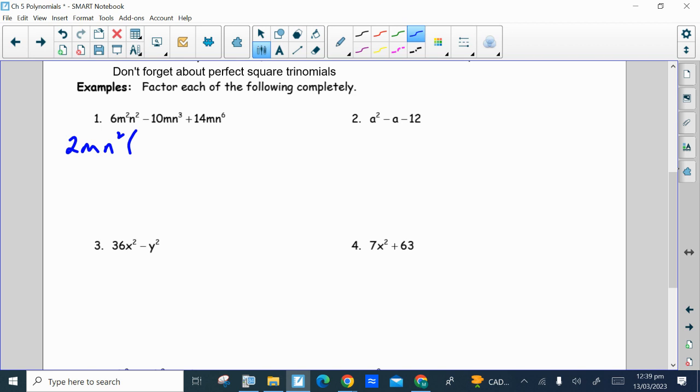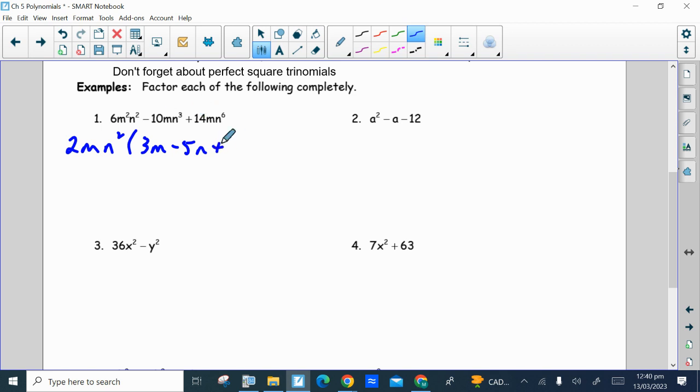To get the other factor, you divide each term by that common factor. 6 divided by 2 is 3. M squared divided by m is m to the 1. N squared divided by n squared cancels. So in the bracket, you'll have a 3m. Then, negative 10 divided by 2 is negative 5. When you divide m by itself, they cancel. N cubed divided by n squared is n to the 1. Remember, when you divide powers with the same base, you subtract the exponents and keep the base the same.